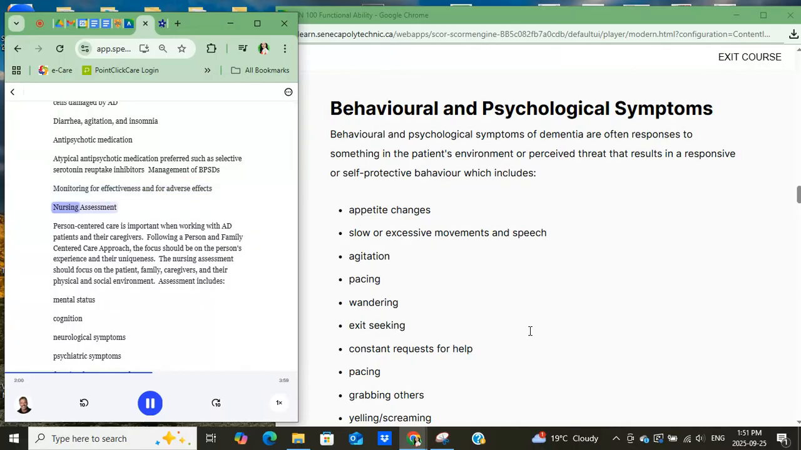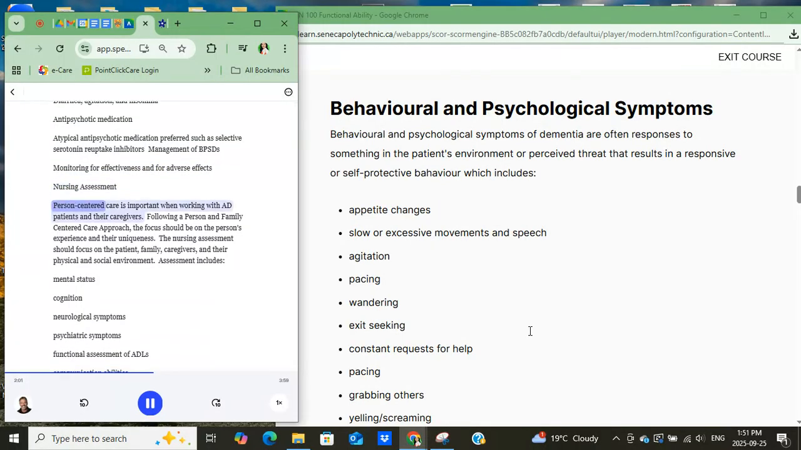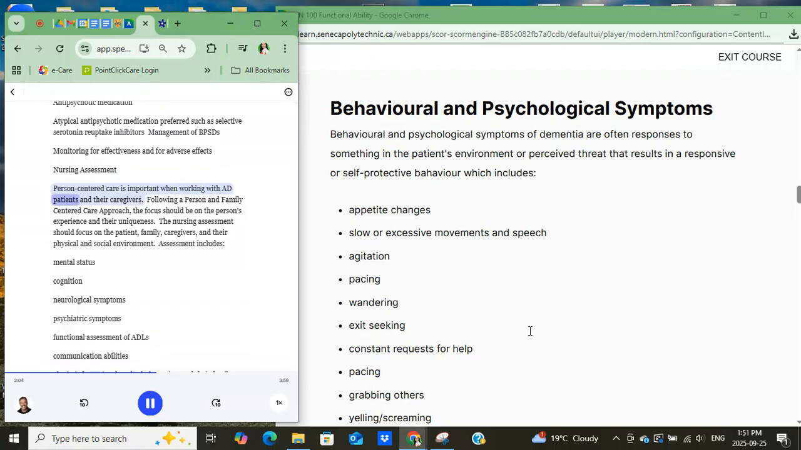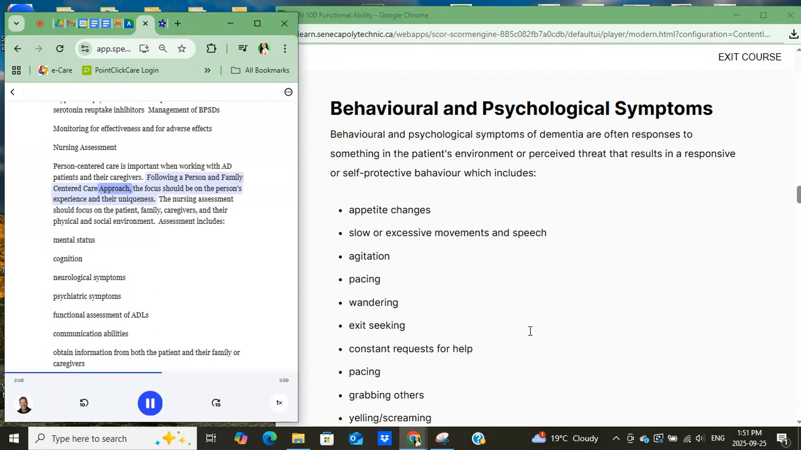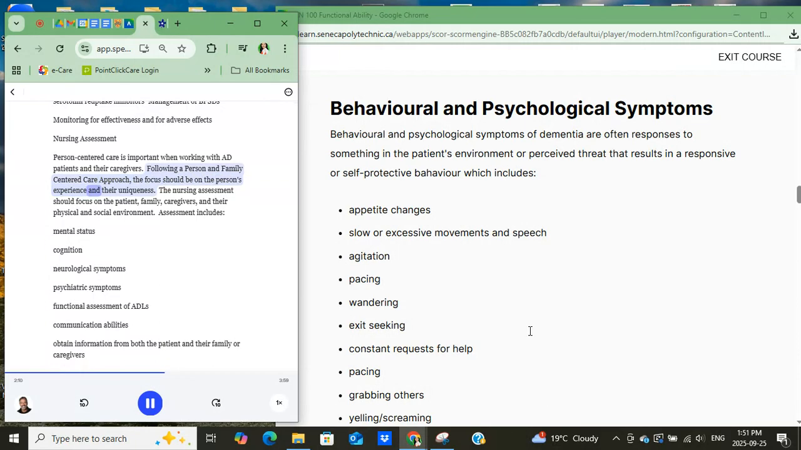Nursing assessment. Person-centered care is important when working with AD patients and their caregivers. Following a person and family-centered care approach, the focus should be on the person's experience and their uniqueness. The nursing assessment should focus on the patient, family, caregivers, and their physical and social environment. Assessment includes mental status, cognition, neurological symptoms, psychiatric symptoms, functional assessment of ADLs, and communication abilities. Obtain information from both the patient and their family or caregivers.